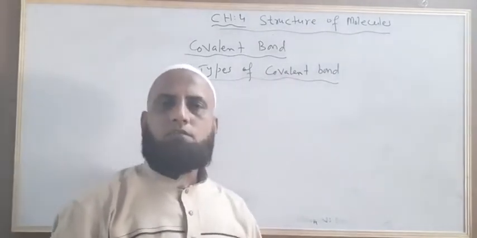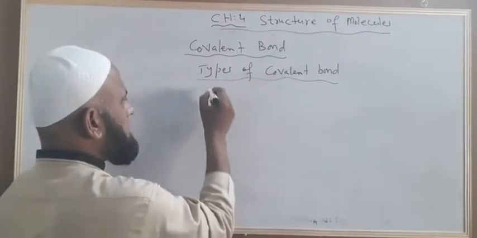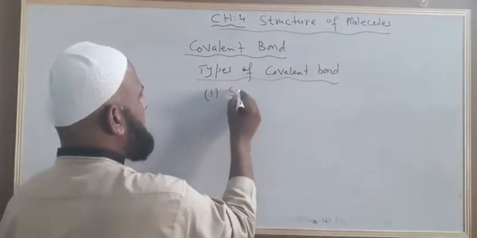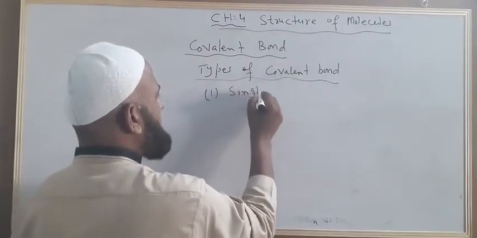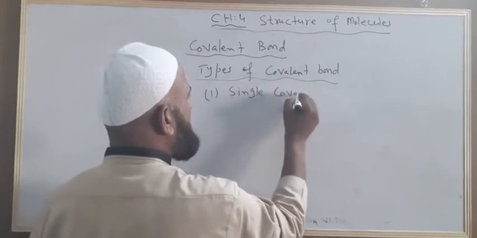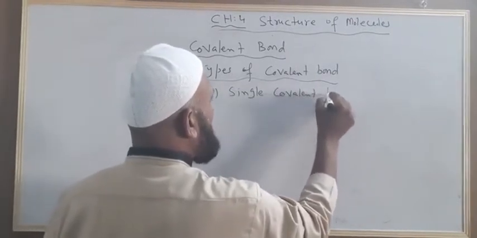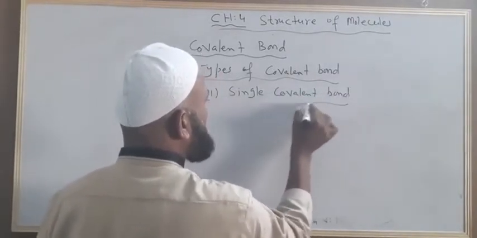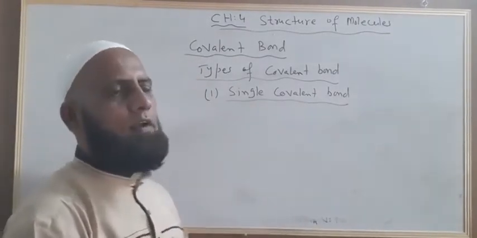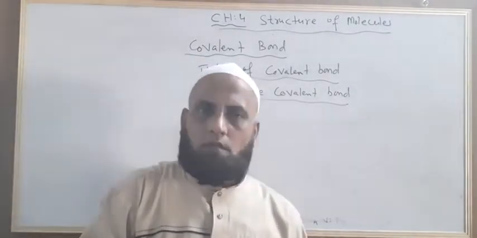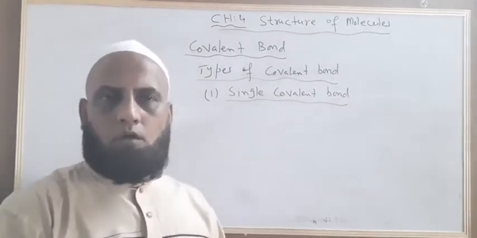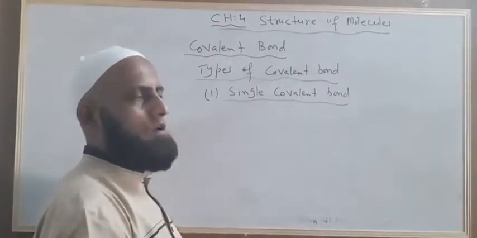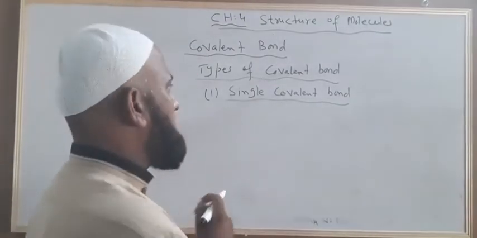There are three types of covalent bond. Number one, single covalent bond. Very simple. Covalent bond. The word covalent means common valency, or common valence electrons, or common valence shell, you can say.